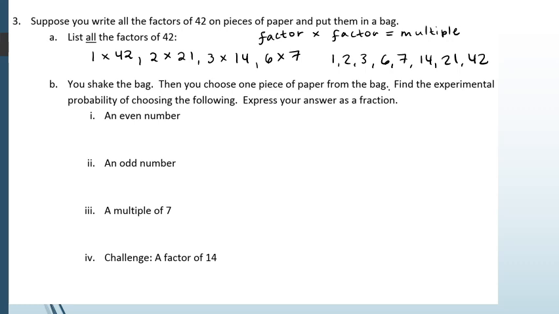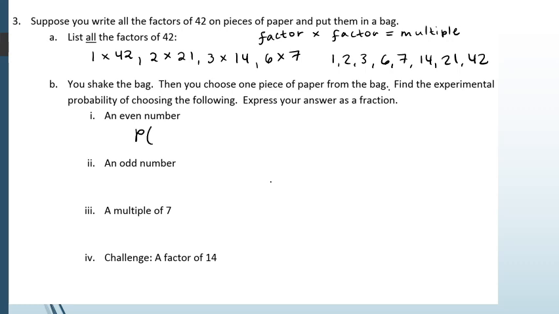So now you're going to shake the bag and choose 1 piece of paper from the bag. Find the experimental probability of choosing the following. Express your answer as a fraction. And let's also try to use probability notation. So what is the probability of getting an even number?